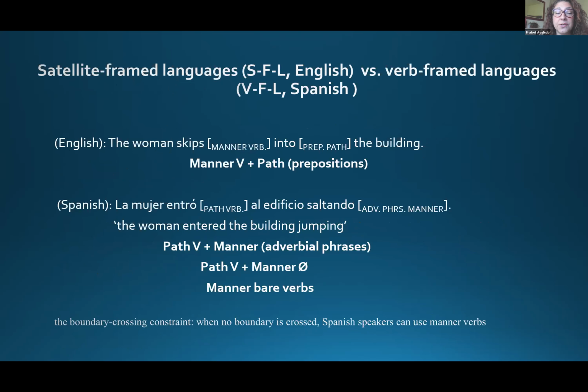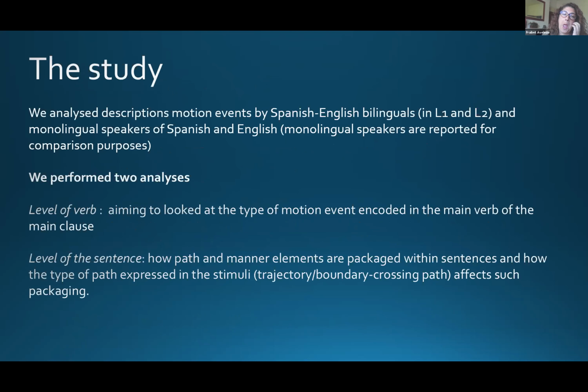I'm not going to describe, of course, the differences between English and Spanish because we already have discussed that. So for this study, we analyzed the descriptions of motion events by Spanish L1 speakers, L2 speakers of English, and also, for comparison purposes, we analyzed Spanish monolinguals and English monolinguals.